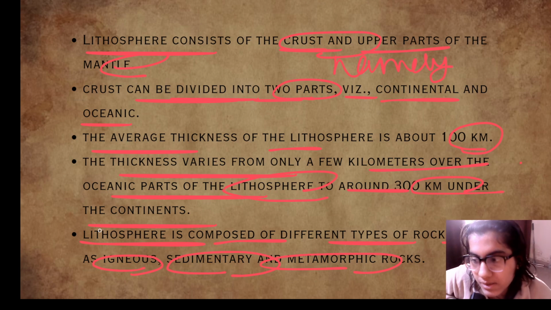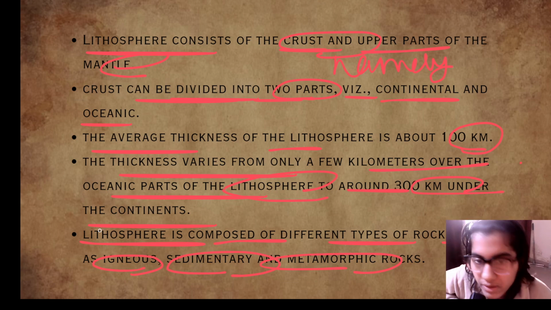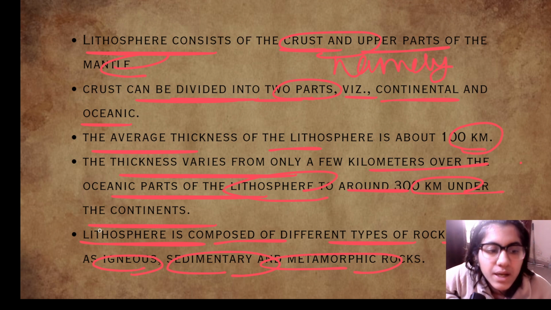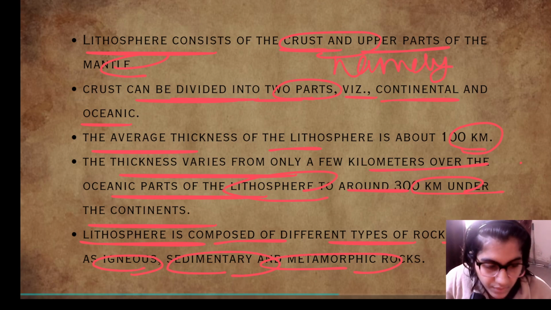The lithosphere spreads about 0 to 100 kilometers within the Earth, and the thickness is greater under the continental crust than under the oceanic crust. It is also composed of various types of rocks, like igneous, sedimentary, and metamorphic rocks.